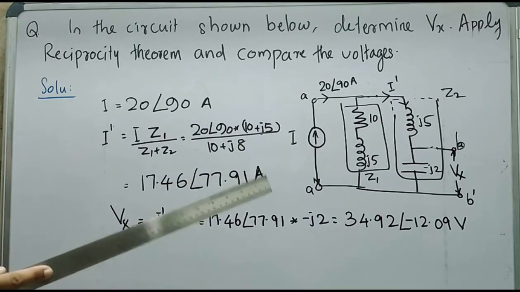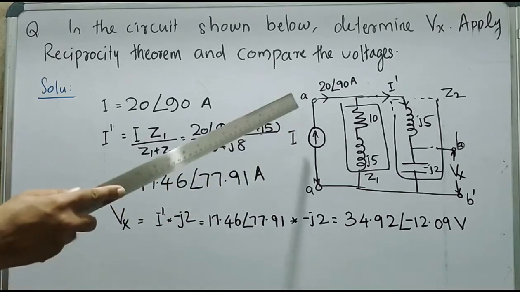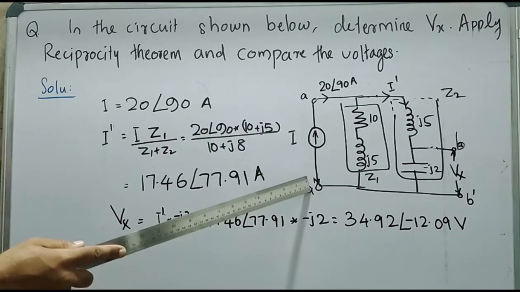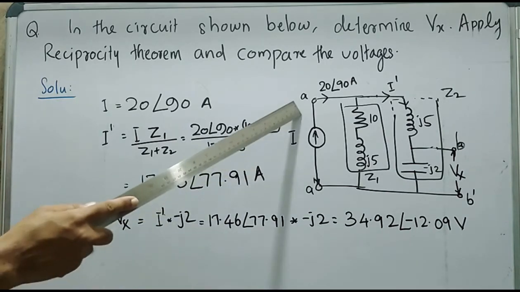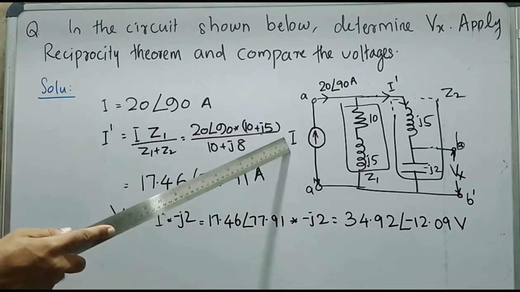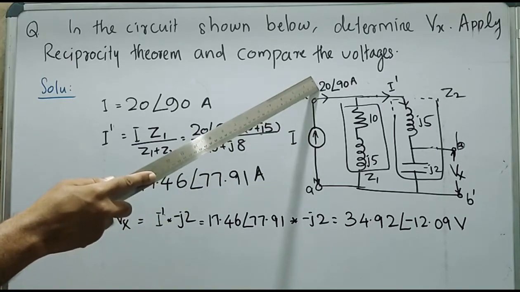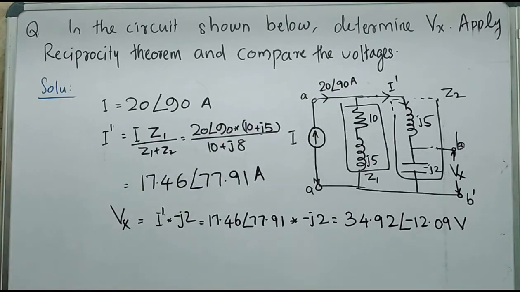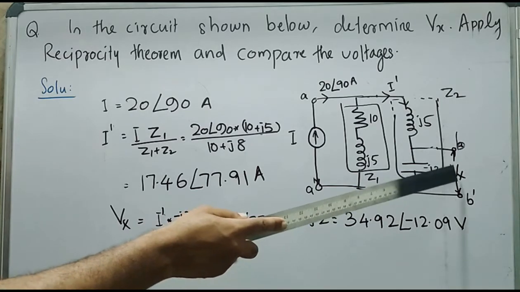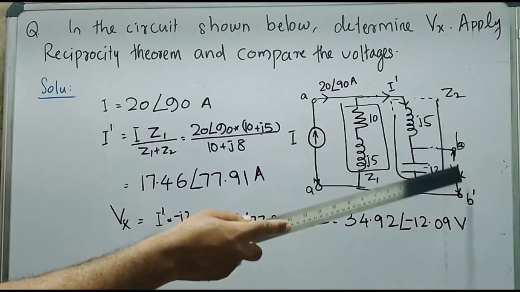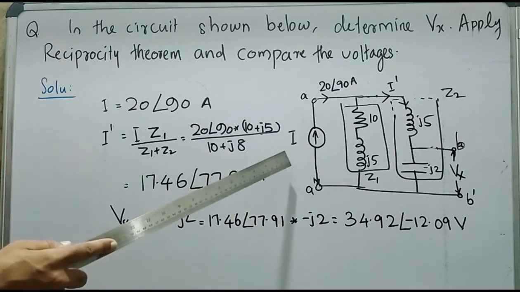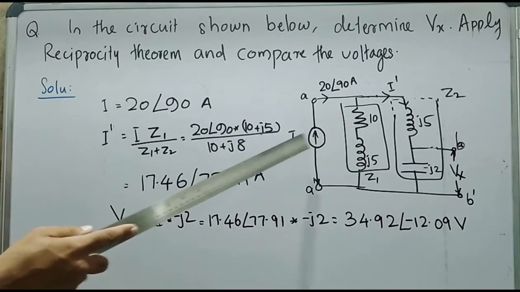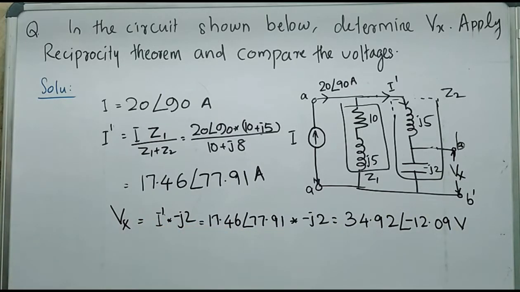So in order to apply reciprocity theorem, let's consider two branches, AA dash, first branch, BB dash, second branch. In AA dash, we can have an independent current source having value 20 angle 90 ampere. In branch B, we can have the response, that is the voltage across the branch BB dash, Vx. So in the first case, due to this excitation, we need to find out Vx, that is the voltage across BB dash.